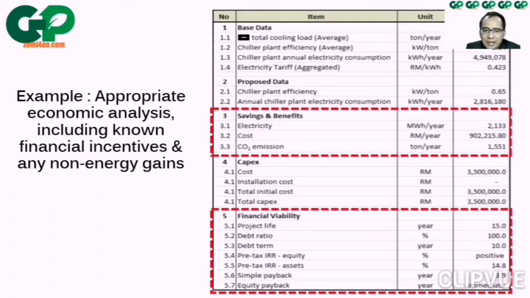Okay, and then finally the financial viability, which means the financial analysis, should be presented here. They show the output here. For example, they assume the project is for 15 years, and then the IRR is 14.8%. Okay, simple payback is less than 4 years, 3.9 years, so it's very fast. So this is an example of the appropriate economic analysis, including non-financial incentives and non-energy gains. Okay, this is the example.